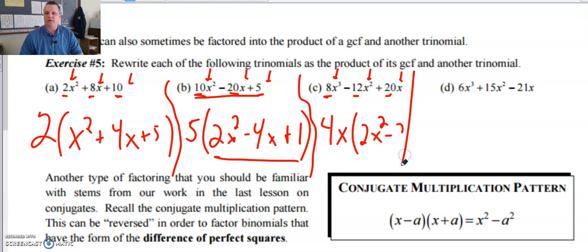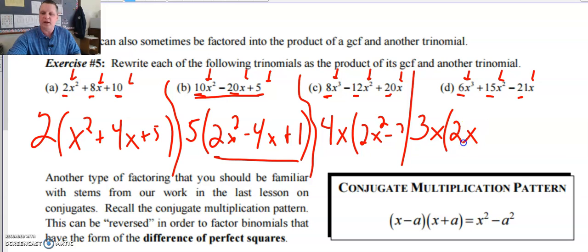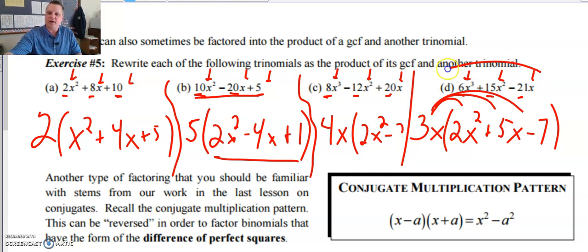Okay. Now the last one, a 6, a 15, a 21. You can't take a 2 out because they're not all even numbers. You could take a 3 out. You can't take a 6 out, so you could just take a 3. Again, x's and x's, so I can take out 1x. So 3x, I'm left with 2x squared plus 5x minus 7. So again, you're taking out such that when I redistribute, I end up with the original polynomial. Okay, so that's the first method, is your GCF.